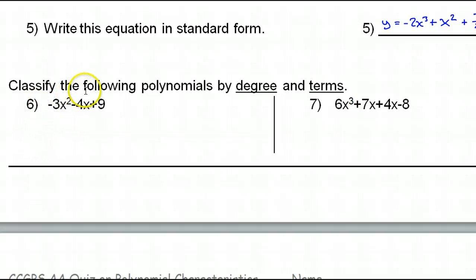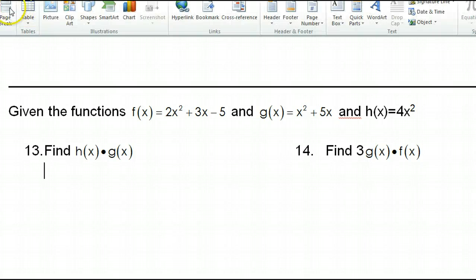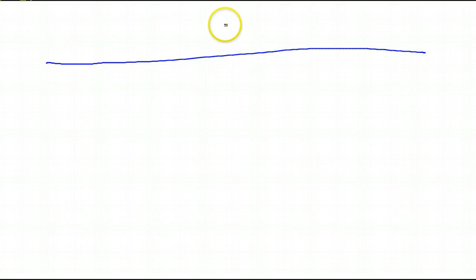Alright, so next we're supposed to classify the following polynomials by degree and by the number of terms. Okay, so we're going to come up with names like cubic binomial or quadratic monomial, that type of thing. Alright, so let's just review the system real quick. Okay, let's just review how it all works. Okay, so we're going to be classifying by the degree and the number of terms.